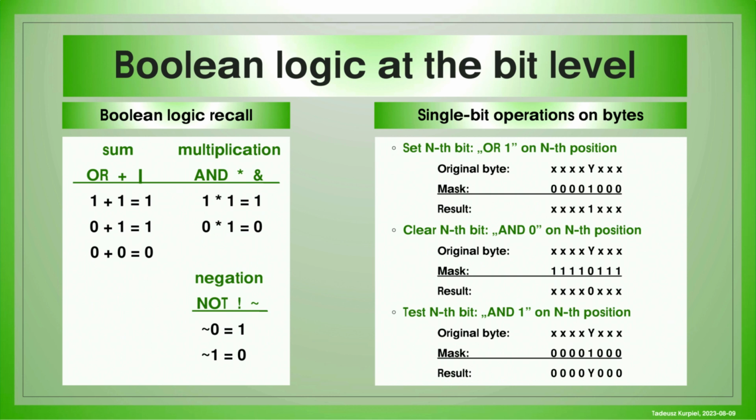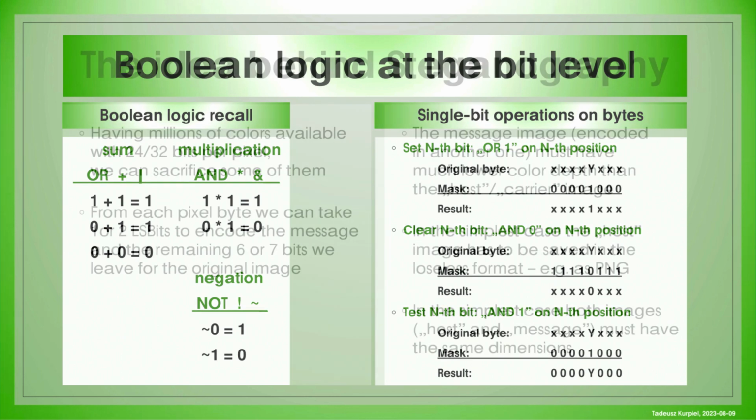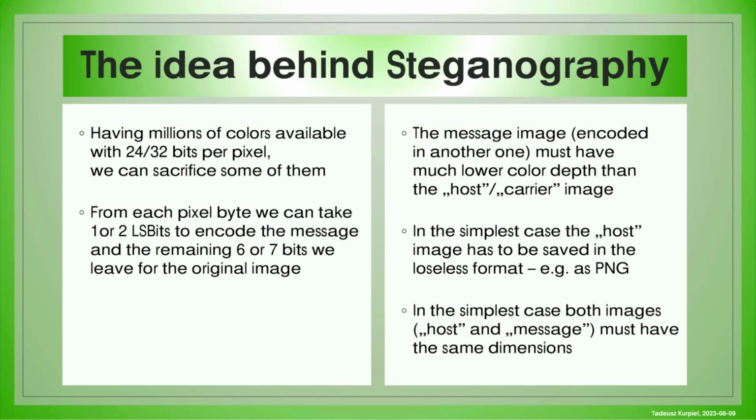Okay, right now when we know how to perform the single bit operations, let's see how this steganography works. In steganography, we take advantage of the fact that with millions of colors that can be recorded using 4 bytes per pixel, the human eye is unable to distinguish them. The subtle differences are completely impossible for us to notice. You haven't seen any difference between the two images of the Branicki Palace in Białystok, have you? So, we can sacrifice 1 or 2 of the least significant bits from each byte to hide some message and leave the remaining 6 or 7 bits for the original image.